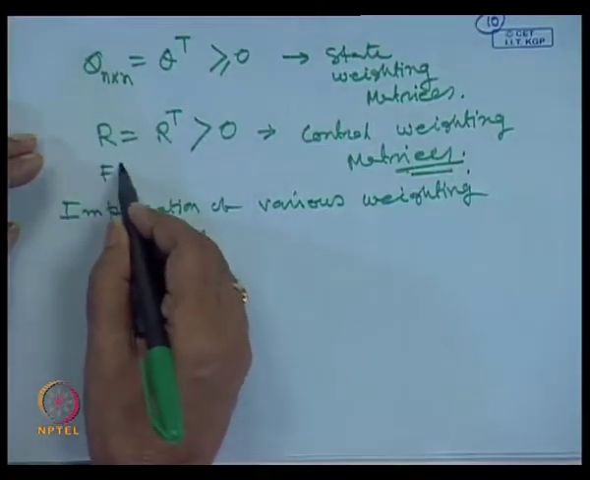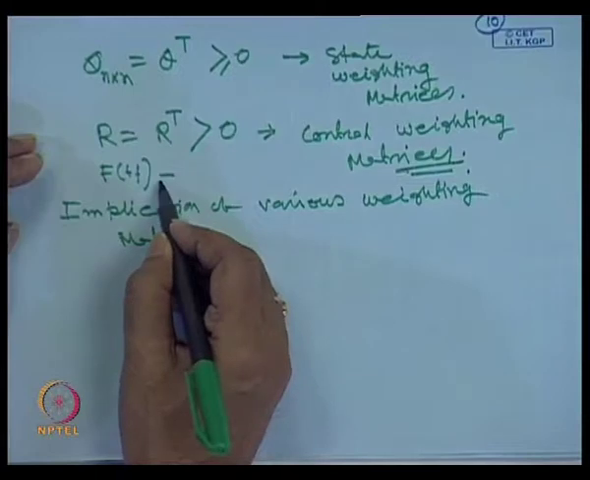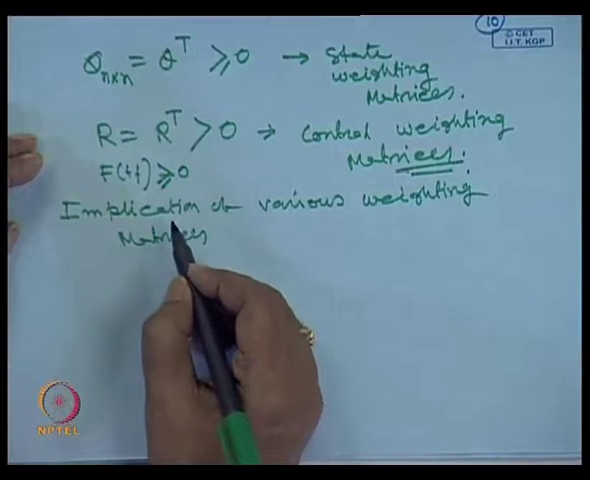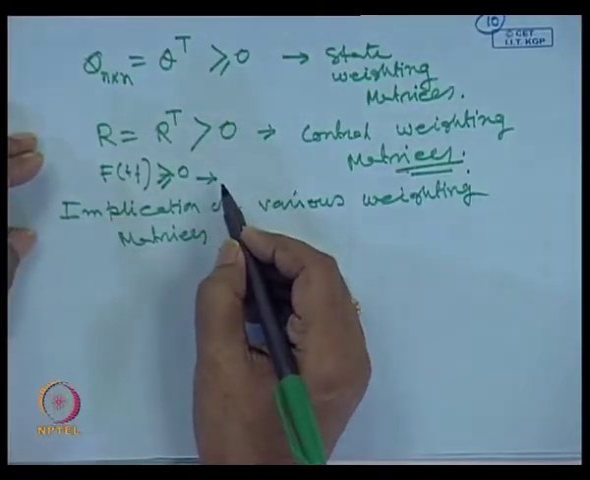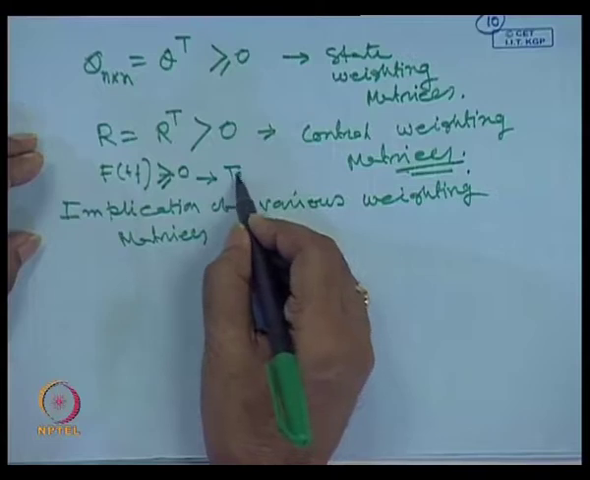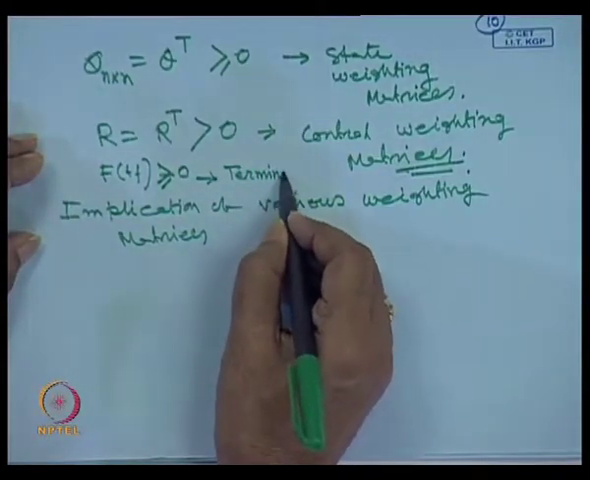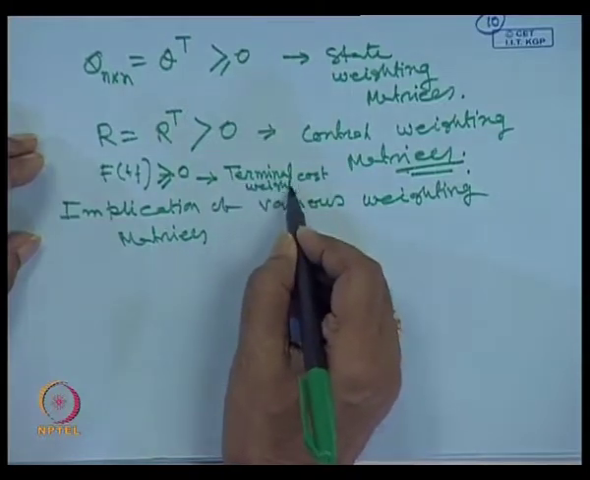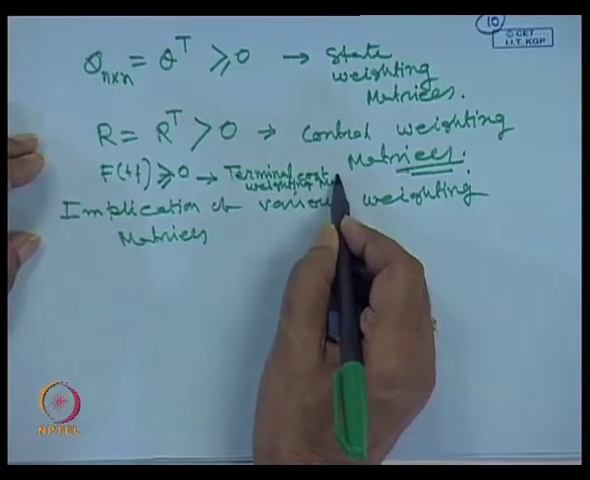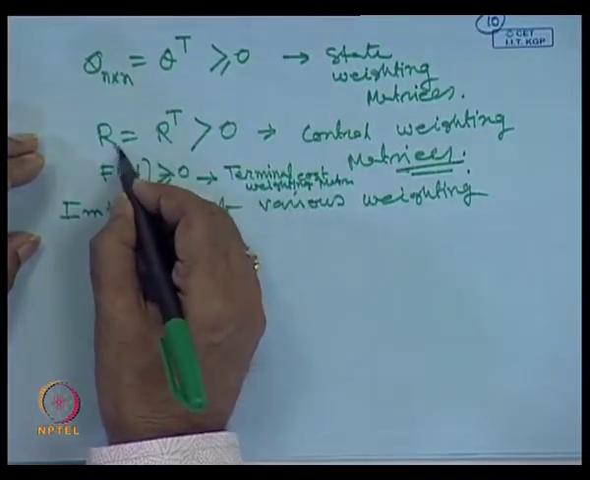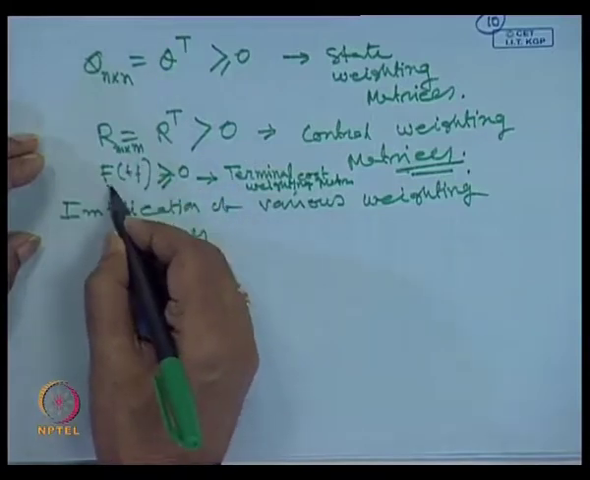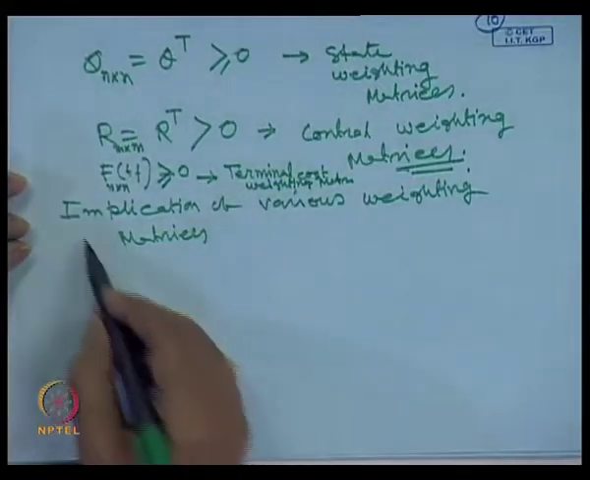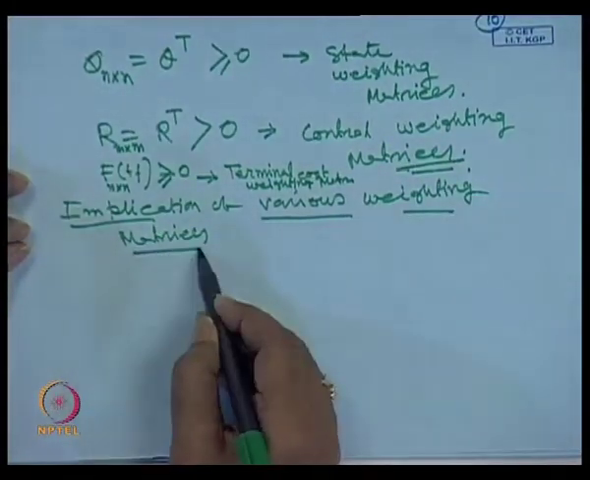And what is this F of T f? This is a positive semi definite matrix, and this is the terminal weighting matrix, the terminal cost weighting matrix. This dimension is m cross m, and this dimension is n cross n, because F is associated with the x. So, it is n cross n. So, next is the implication of various weighting matrices.